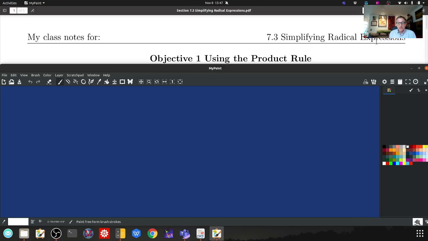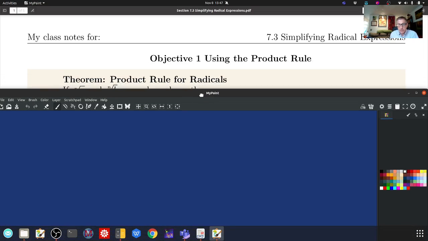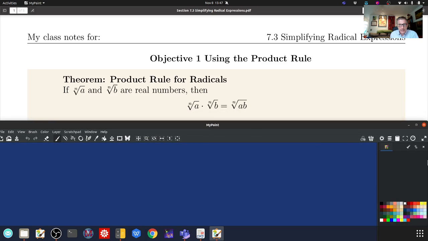So let's go over 7.3, simplifying radical expressions. We're going to introduce the product rule and do a few exercises using it. Again, I remind you, this is called the nth root of a. The n is the index and the a is the radicand. I just call it the value under the radical, or the number under the radical. I seldom use the word radicand myself, others do.